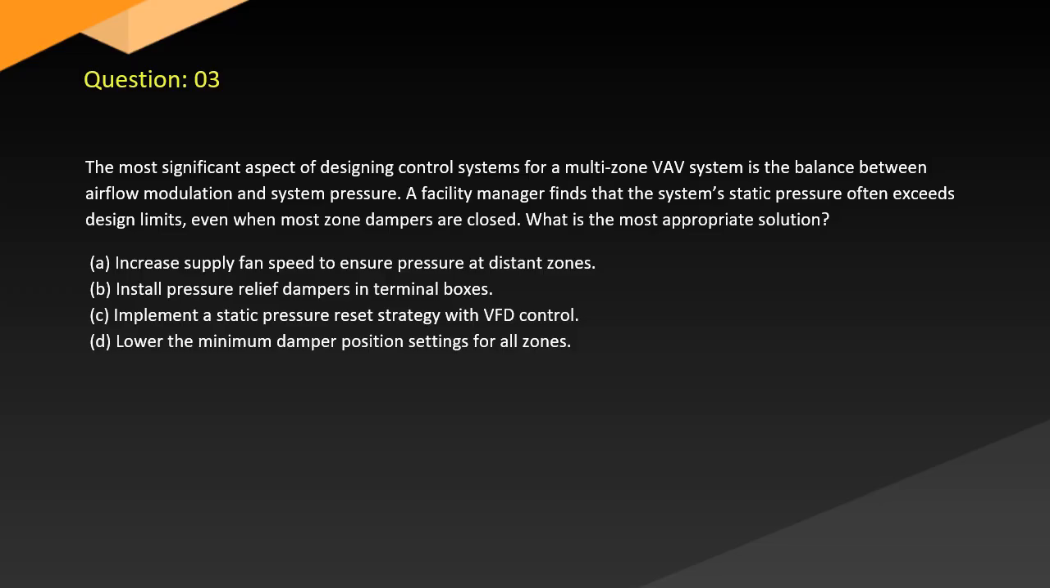A. Increase supply fan speed to ensure pressure at distant zones. B. Install pressure relief dampers in terminal boxes. C. Implement static pressure reset strategy with VFD control. D. Lower the minimum damper position settings for all zones.